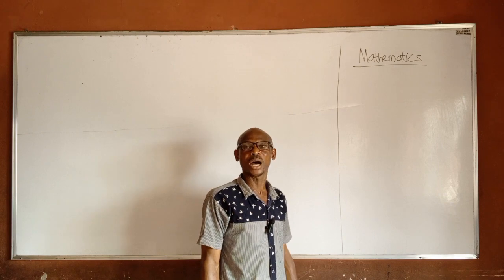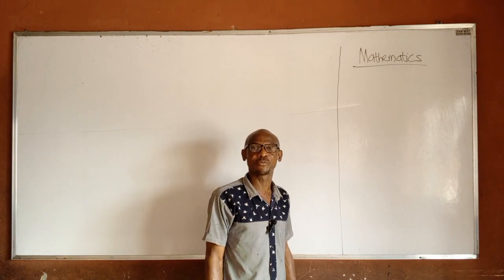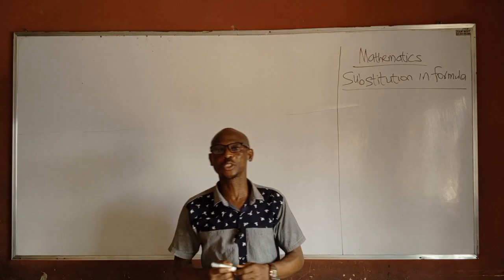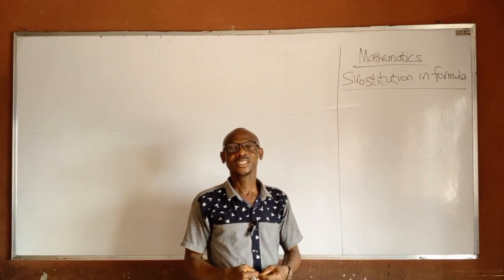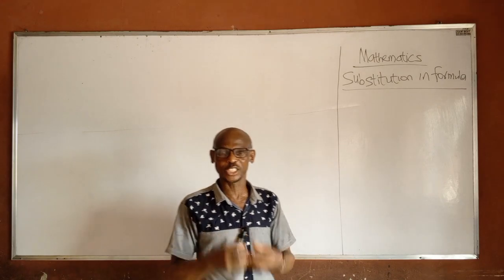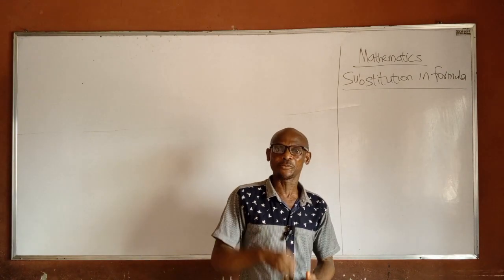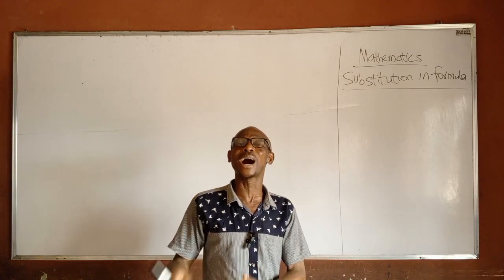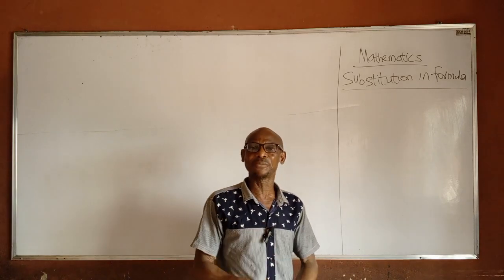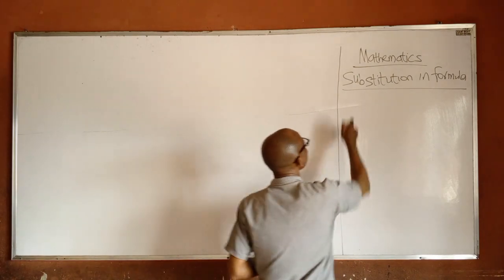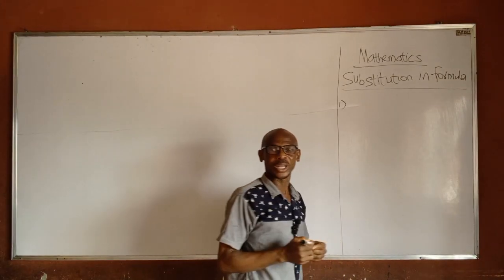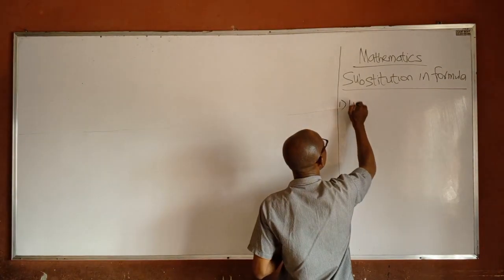Today we are going to look at substitution in formula. What is substitution in formula? This is replacing a letter or a symbol in a formula with a given value or with a given number. We are going to start with the first question, which we can give by saying, let's look at this.